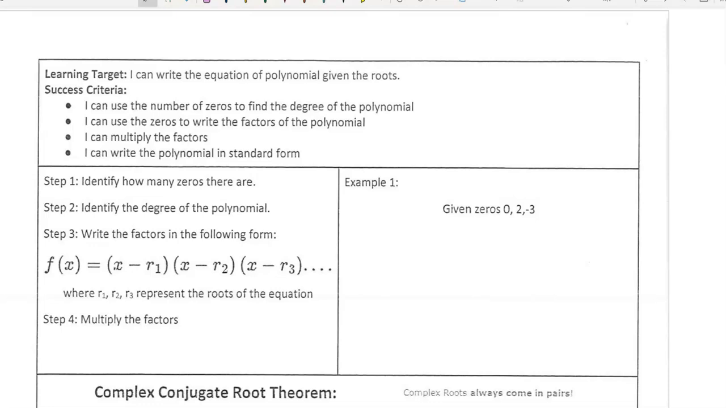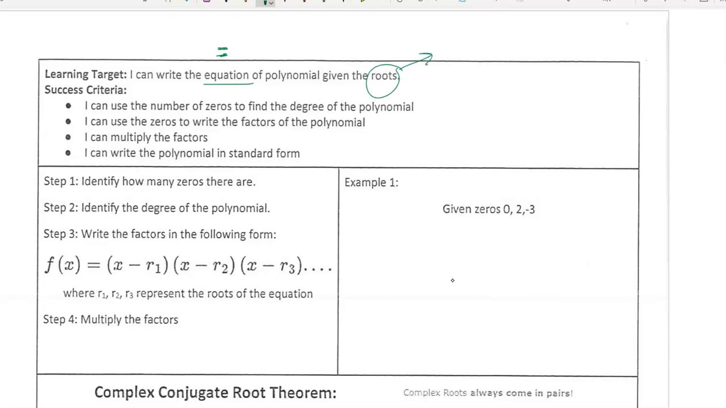All right. So again, this is rational root theorem, and it says I can write the equation of the polynomial given the roots. So here we're going to be working backwards. On the last page, we took the polynomial and found the roots. Now we're taking the roots and finding the equation of the polynomial. So starting with the word equation, when we say equation, we're talking about an equal sign is present.